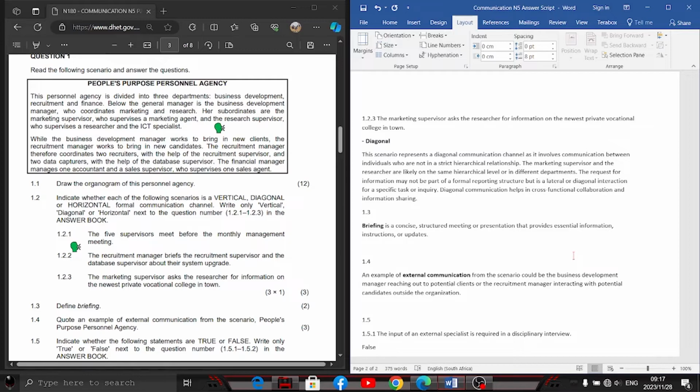But once we try to relay a message from outside of the organization, then it becomes external communication, right? So those are two of the examples that you can quote as your answer.